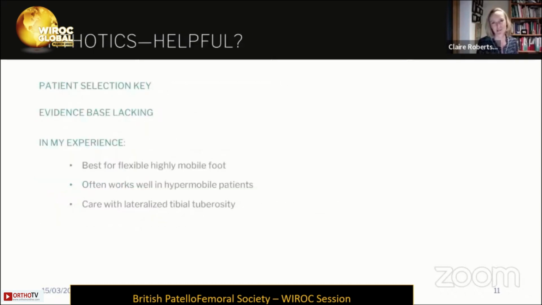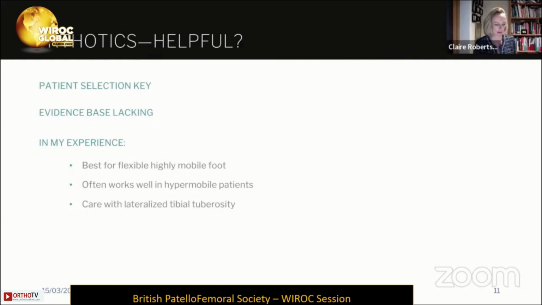Okay, now, orthotics. We've talked a little bit about the foot. If we see the foot is excessively pronating or wobbling around, should we be addressing that? Well, as with everything, patient selection is key. I'm afraid the evidence base is lacking here. There's more around the role of orthotics in patellofemoral pain as opposed to instability. But bringing my experience in here, first of all, orthotics work best for a flexible, highly mobile foot. If you've got a rigid foot, you're less likely to have a good outcome with an orthotic. So those hypermobile patients who've got feet moving around all over the place because they're so mobile can be really good candidates for an orthotic.